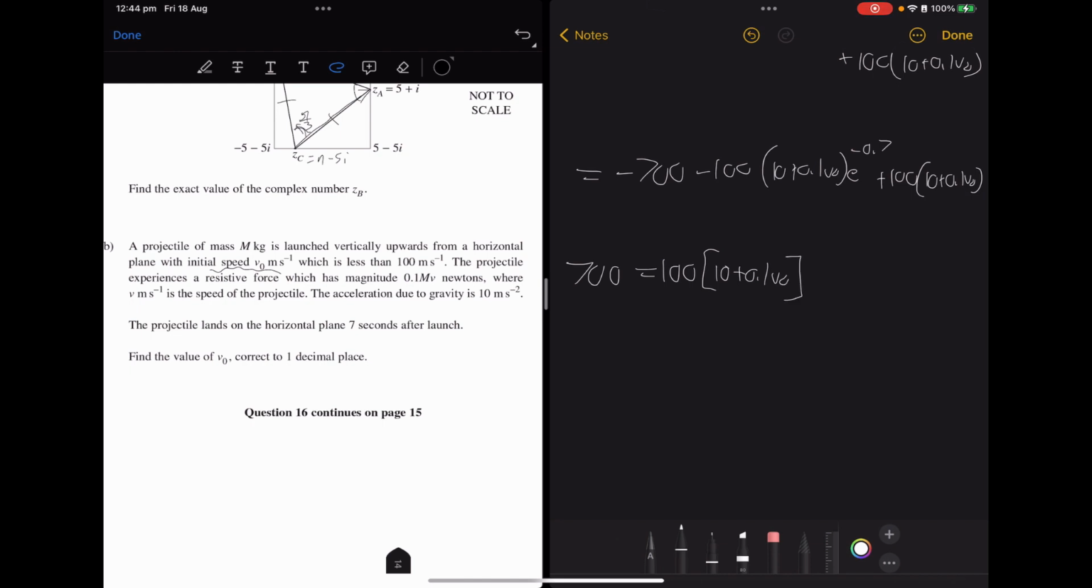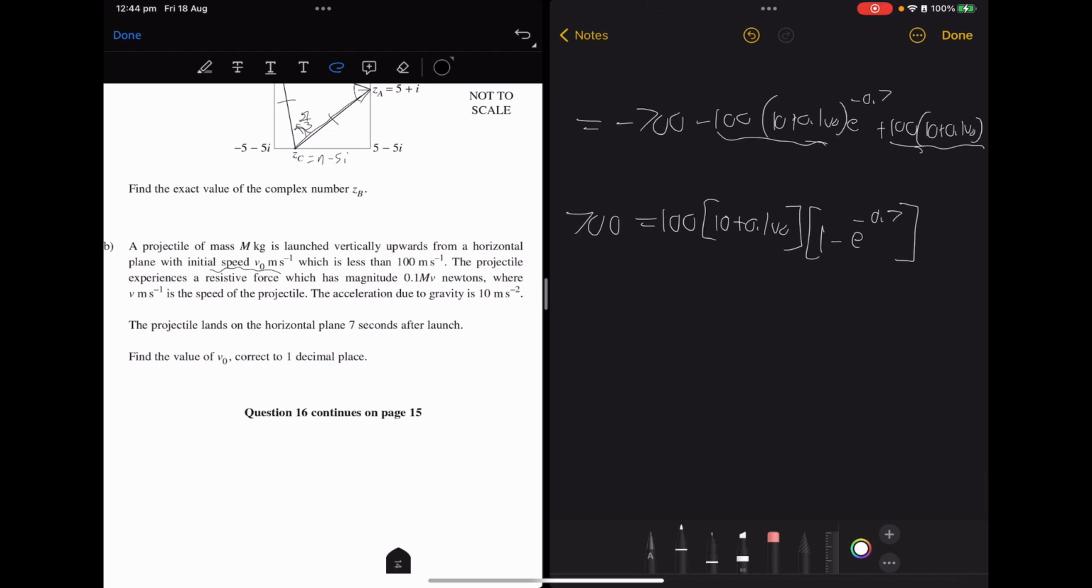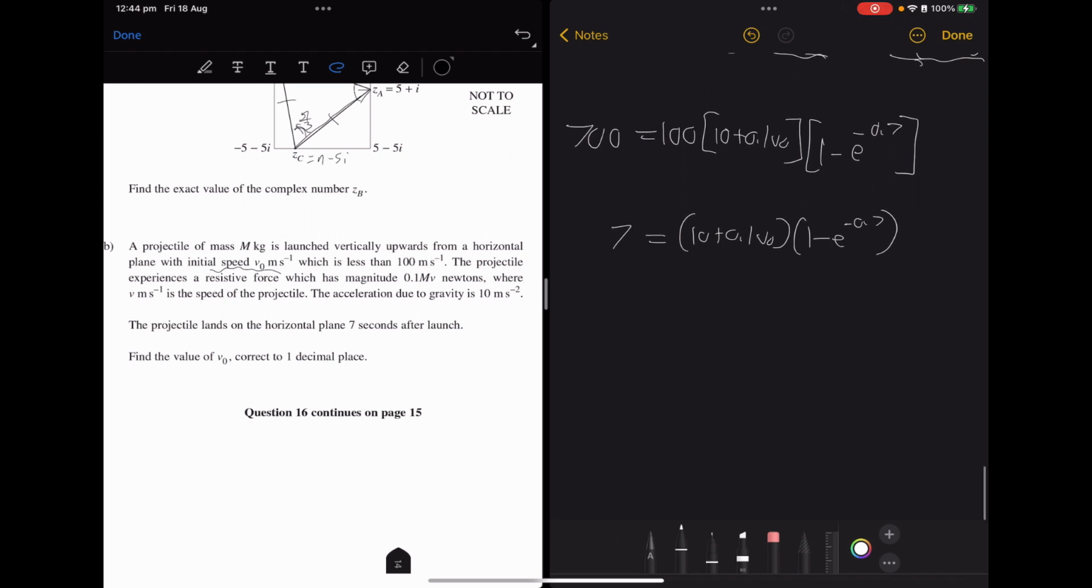And we can actually factorize out the 10 plus 0.1 v naught. So that leaves us with 1 minus e to the negative 0.7. As you can see, you can factorize these. And then we rearrange, so we get 7 equals 10 plus 0.1 v naught times 1 minus e to the negative 0.7. So we know 10 plus 0.1 v naught is equal to 7 over 1 minus e to the negative 0.7.